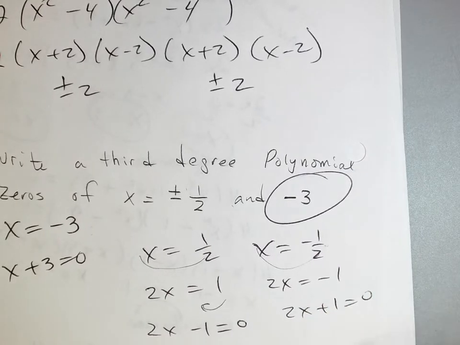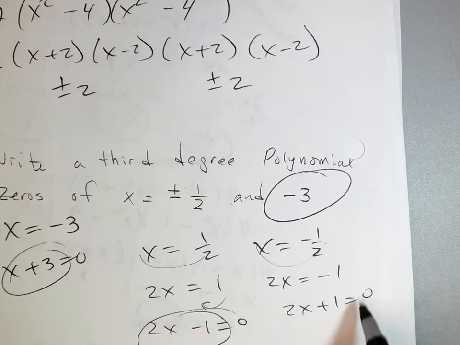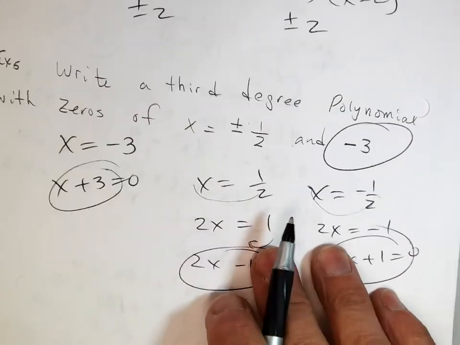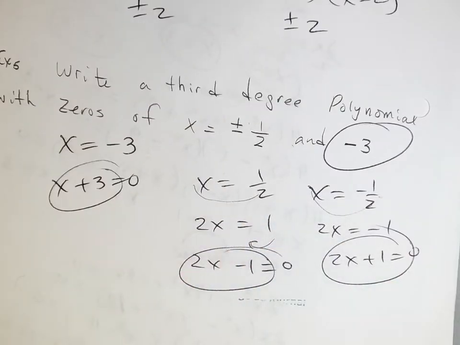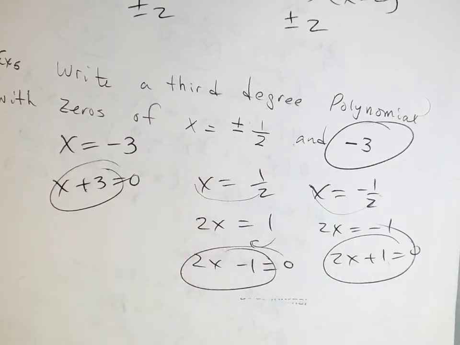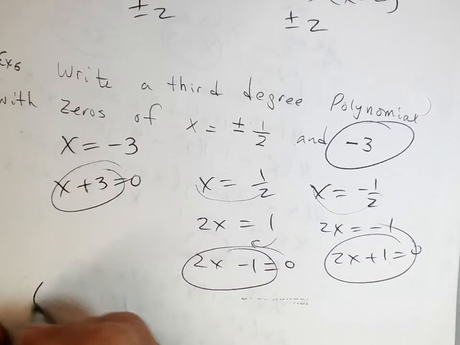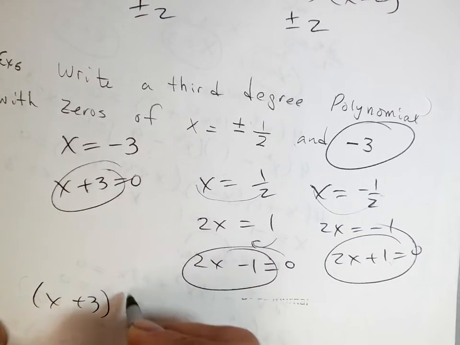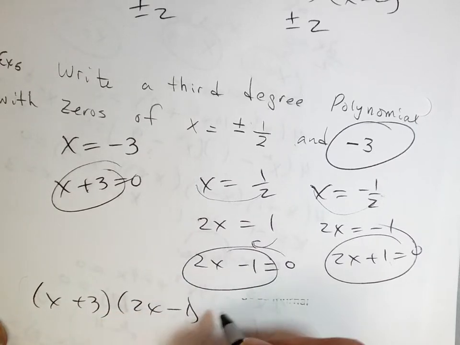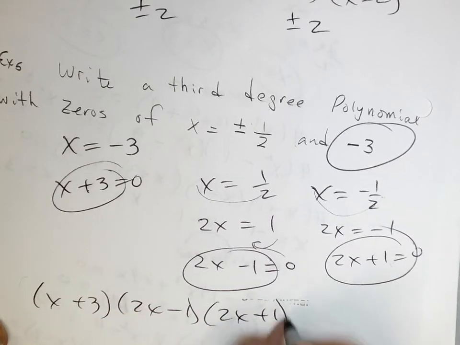Now, let's see what I got. These are my 3 questions that get those answers. One more time. These are the 3 questions that get these. So my polynomial is this. Here's my original polynomial. It is going to be an x plus 3 times a 2x minus 1 times a 2x plus 1 equals 0.